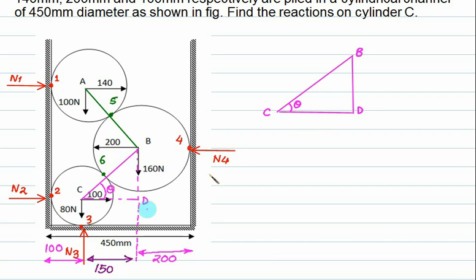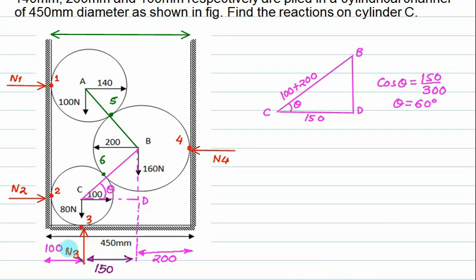The distance CD is 150. And the distance between B and C is the radius of cylinder C, that is 100, plus the radius of cylinder B, that is 200. So cos theta equals adjacent 150 over hypotenuse 300. So the angle theta equals 60. The total distance of the channel is 450.